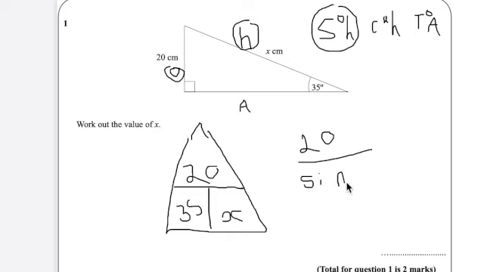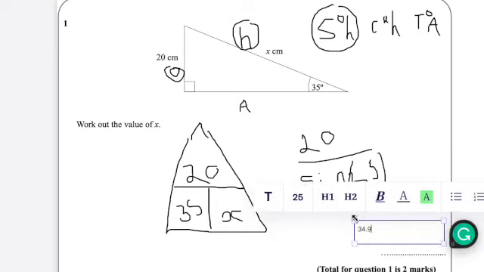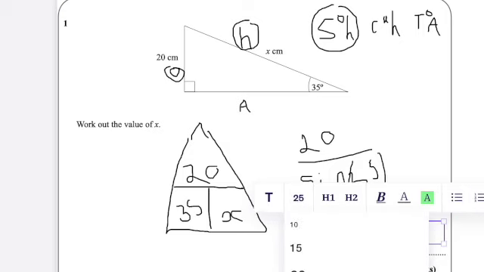So you write SOHCAHTOA out, you then label what's the opposite, what's the adjacent, what's the hypotenuse. You see what you have and what you want. You then, based off that, see which formula to use. So you put this into your calculator as 20 over sine 35, then you close the brackets and you get 34.9.